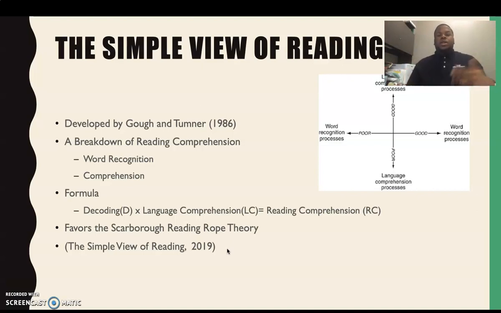And so there's a formula that comes with the simple view of reading: decoding times language comprehension equals reading comprehension. I examined the formula, and I was trying to see what actually was the meaning behind it. Decoding comes in with understanding what I am reading. How can I relate to the information, deciphering what is going on in this story or this passage?